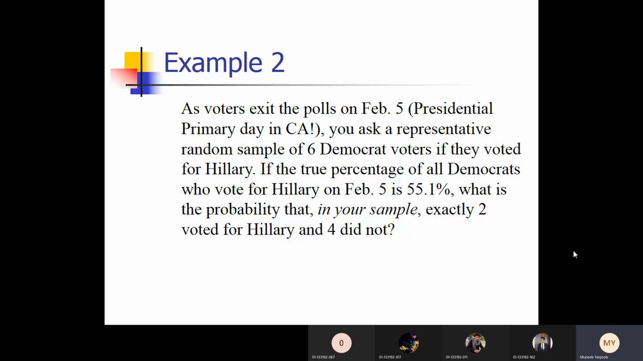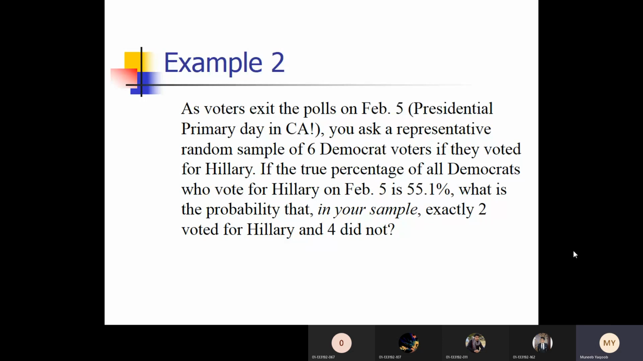So the number of trials is 6, so n equals 6, and similarly the probability of success is given as 55.1%, that is 0.551, and we can calculate the probability of failure by simply subtracting this probability 0.551 from 1. So 1 minus 0.551, 0.449, is the probability of failure. And since we are interested in exactly 2 voters casting their vote for Mrs. Clinton, we can say that small x, that is the number of successes, is 2.